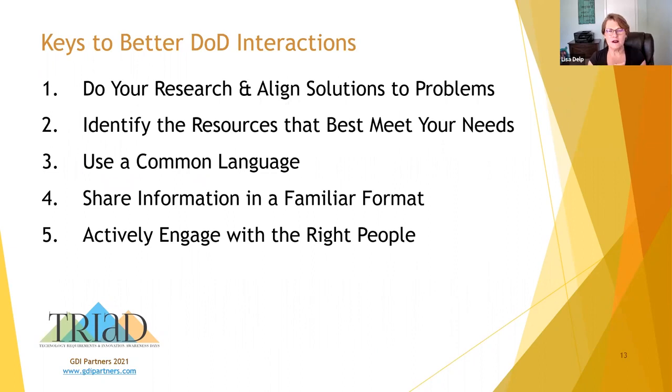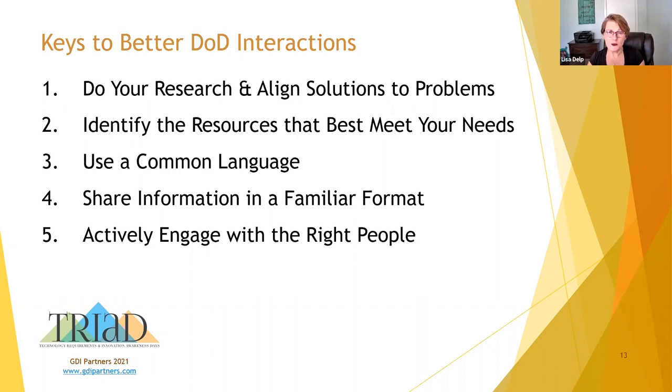So to repeat, things to do to improve your interactions with the DoD. Do your research and align your solutions to problems. Identify the resources that best meet your needs. Use a common language so people can understand the value of your technology. Share information in a familiar format. Make it easy for them to learn about you and learn about your technology solution. And actively engage with the right people. Spend the time, take the time to find out who you should talk to and then talk to them.